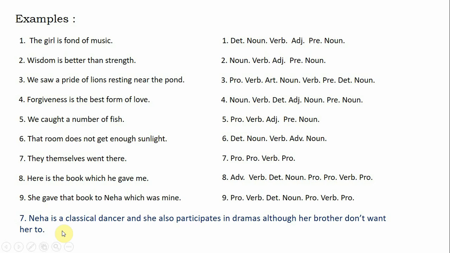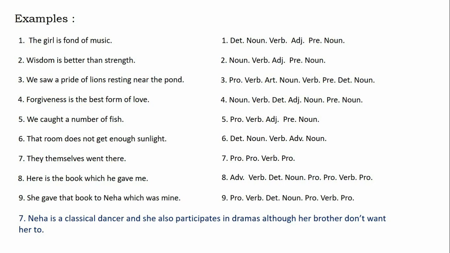Neha is a classical dancer and she also participates in dramas, although her brother doesn't want her to. Although, joining two sentences, this part and this part: although is a conjunction. So here are the examples, here are the answers. You will have to look into them and try to understand. And if you feel any problem, then you should subscribe to my channel and watch my upcoming videos. So get these things clear.